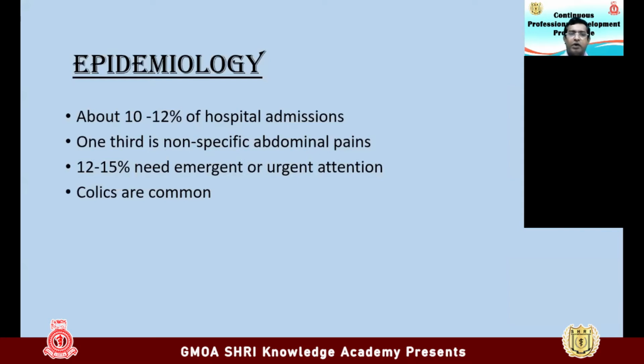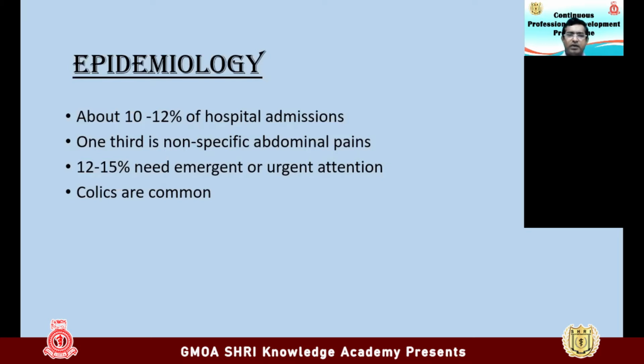So when we are talking about a patient with acute abdomen, we usually start with the epidemiology. It means how common this problem is when we are practicing medicine. Usually in an emergency department, about 10 to 12% of hospital admissions consist of these kind of patients who are having abdominal pain.